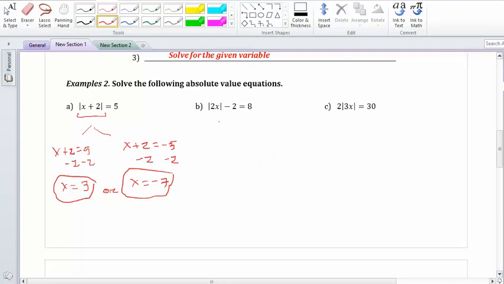Let's take a look at another one. Let's keep going. We have the absolute value of 2x minus 2 equals 8. Same as before, you want the absolute value bars to be by themselves. Just as if we were solving a basic equation, this 2 needs to go by adding it to the other side.